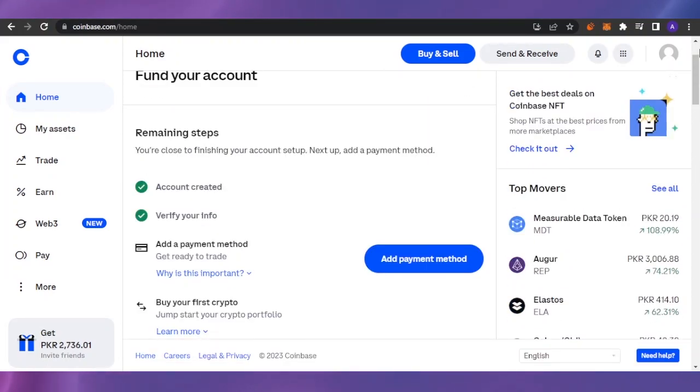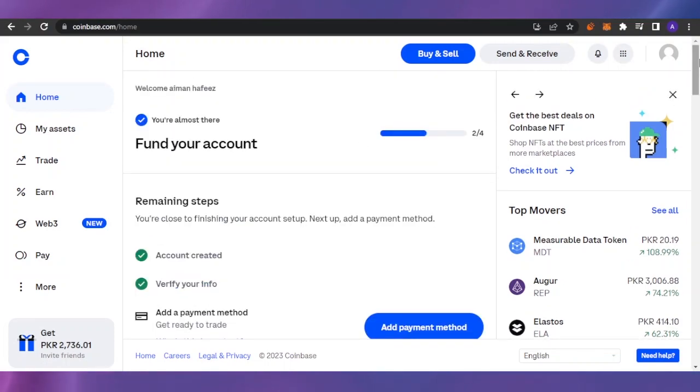So here you can see that I have Coinbase.com opened on my desktop. There's also an app of Coinbase that you can download, and it basically is the wallet that has some major features that you can choose from. But this is the main website of Coinbase. You can trade, you can earn, you can see your assets, you can pay, and there are a lot of other features that you can access.